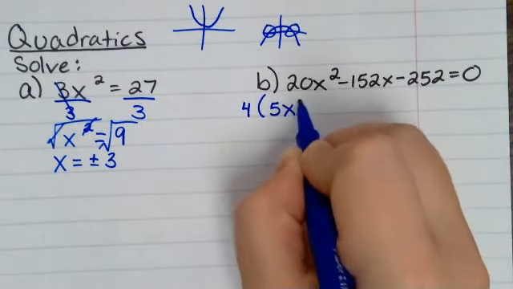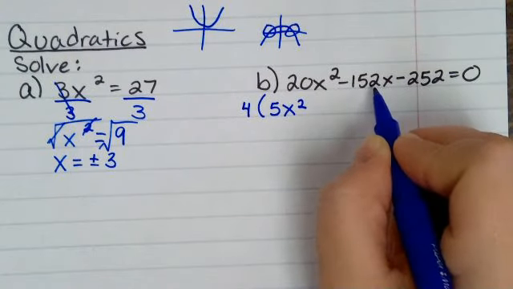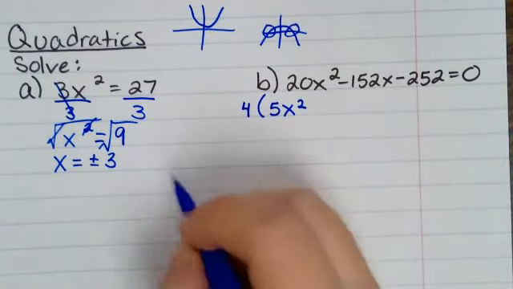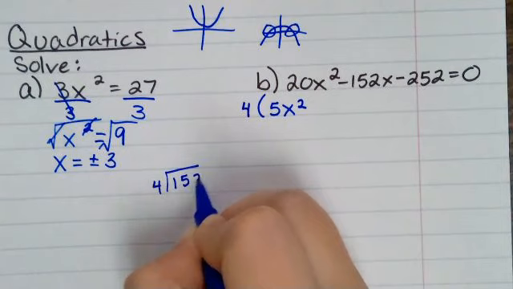That's going to leave me with 5x squared. And then over here, again, you may not be super comfortable with dividing with 152, but you can just go over to your scratch paper off to the side and divide 4 into 152.